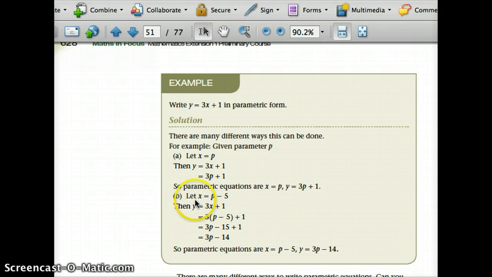Let's have a look at the second one. The second one, b, says let x equal p minus 5. So instead of choosing p as the parameter, the parameter we're going to choose is p minus 5. The same thing happens again. Where I've got y equals 3x plus 1, I'm going to put p minus 5 into the x value for the equation. So I've got this equation set up. Instead of y equals 3x plus 1, I've got two separate equations in terms of p, some other parameter. That is, x equals p minus 5 and y equals 3p minus 14. The purpose of showing you this one is just so that you know I can choose anything as the parameter.